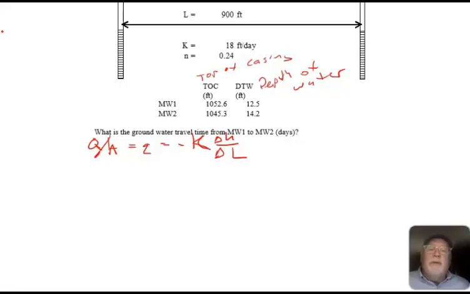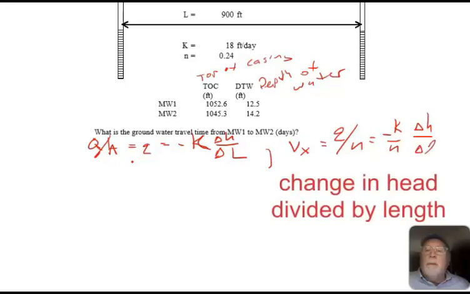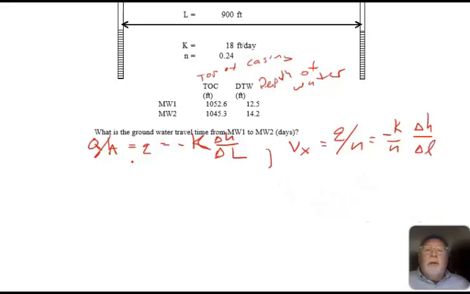I don't really have an area between these, right? I mean, what do I use for an area? Yeah, but I can take the area out of the equation, just find the velocity there. And we know that the velocity the water is actually moving, Vx, equals that quantity over n, or equals minus K over n, where n is the porosity, times the change in head over the length. So I need the gradient there.